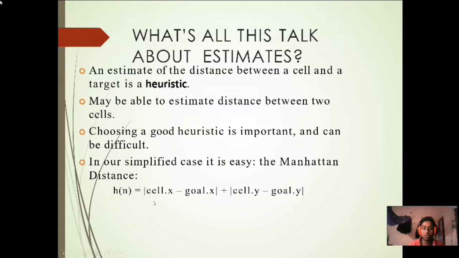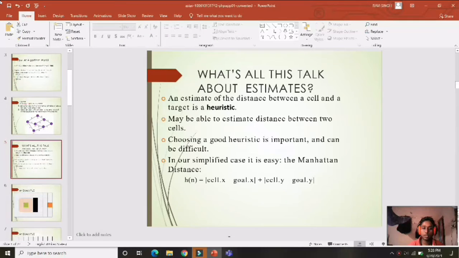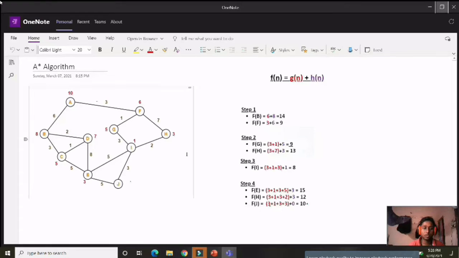Okay, so we have the city or cell on which you are standing. First find the x coordinate as well as the y coordinate, and also find the x and y coordinates of the target node. Then, putting these values in this formula, you can calculate the value of h(n). That is going to be the estimated distance. Now let's understand with the examples.